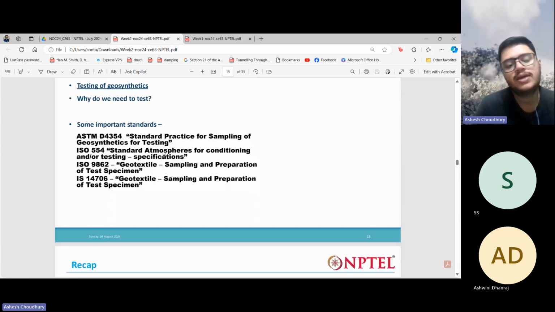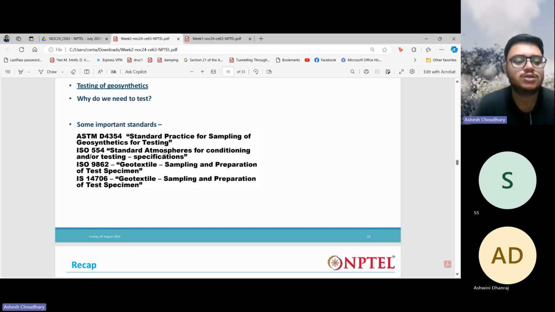And then we came to the testing of geosynthetics, right? Why do we actually need to test geosynthetics? That is to be understood. Obviously, as an engineer it is your responsibility that whatever samples you get from your vendor, you should test them in your lab and see whether the material they are supplying to you actually meets the specified specifications or not.